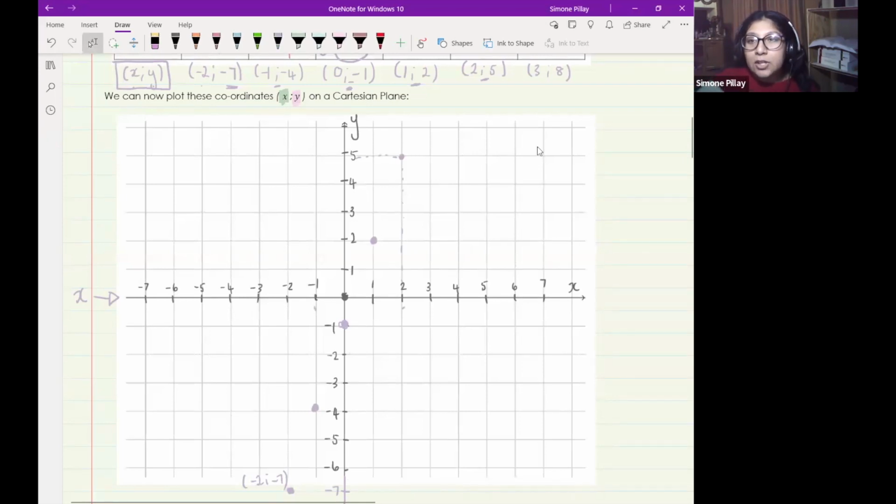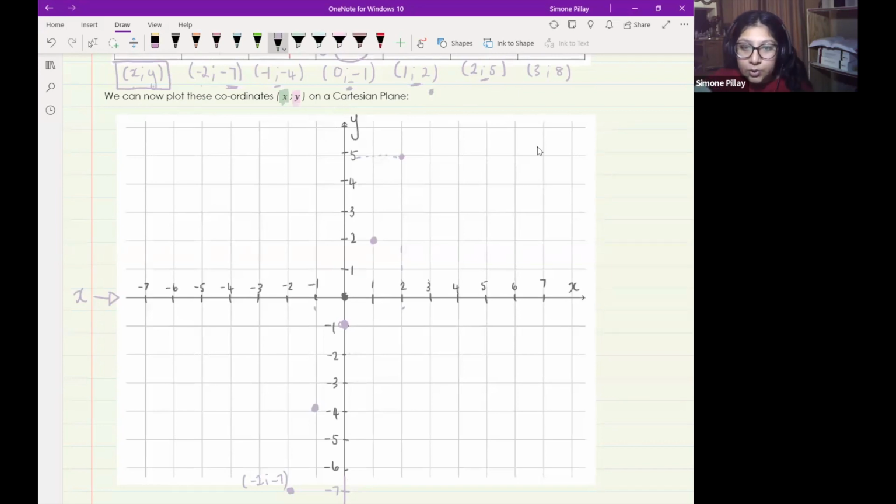Now, what I want you guys to see is I'm going to go to 3 over here, and I need to get to 8 on my y-axis. But you can see I haven't made my Cartesian plane big enough. So this is just where I'm going to stop. I don't have space to put in that last coordinate point. But if I did, it would be somewhere up here, because this would be 6, 7, and 8 would be here at this point.